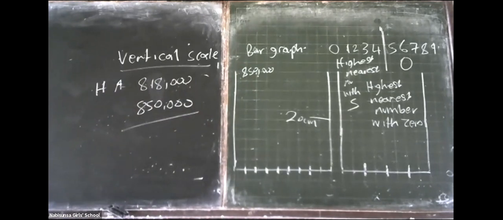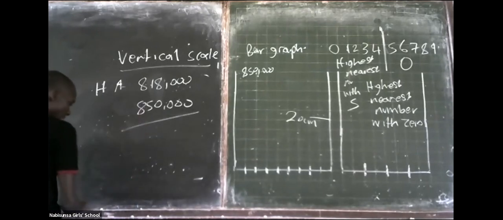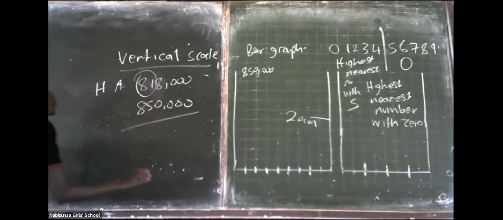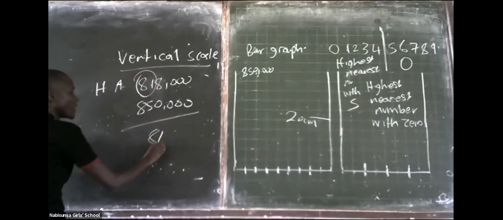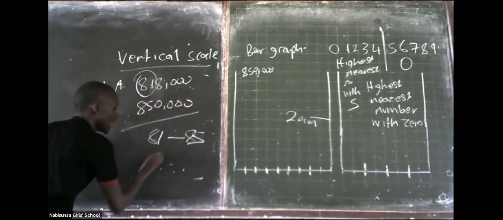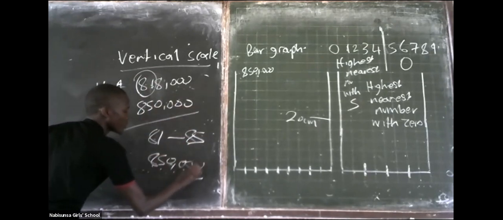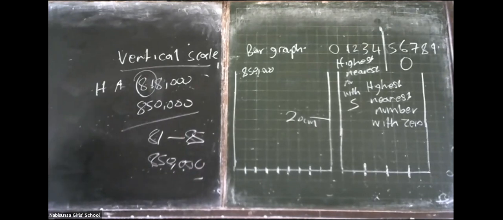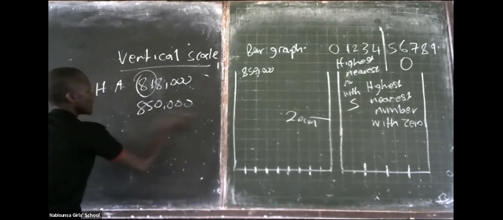Excuse me, teacher. Do we use the first two numbers or the last two numbers? You use the first two numbers on that number. Like here we have taken this one, so we have 81. So we convert it to 85. Then the remaining numbers we say 85000. Are you getting it? Have you got it? Yes.